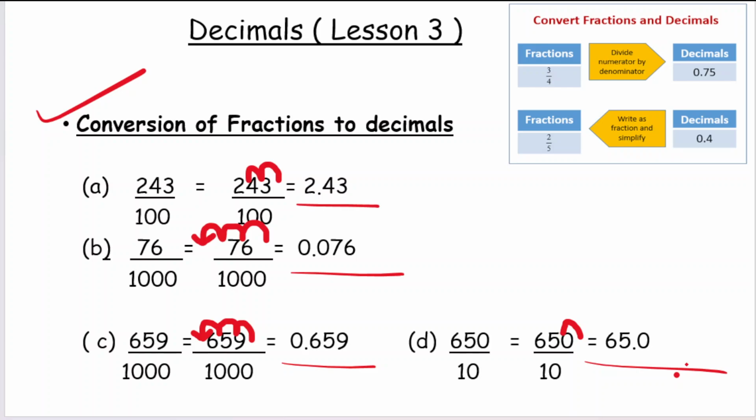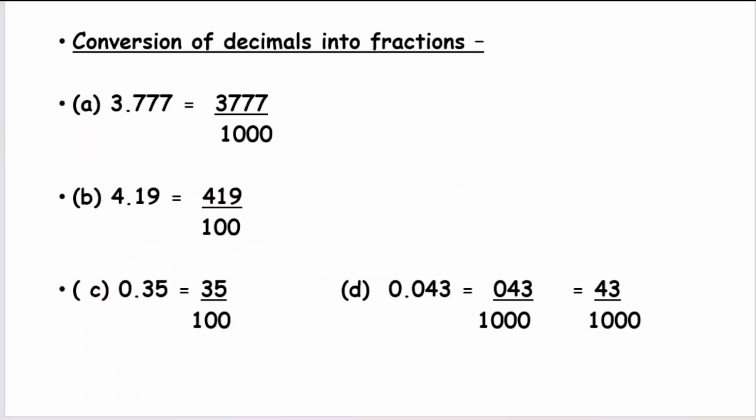So children, very important, again I repeat. The decimal places depend on the number of zeros in the denominator. Because when we are converting fractions to decimals, we write the numerator as a whole number and not in the form of a fraction, and then put the dot as per the number of zeros in the denominator.